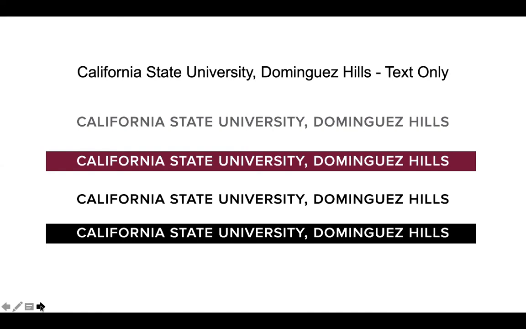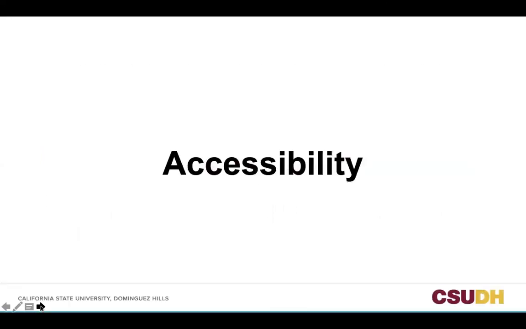And so when you see the white on the burgundy, it doesn't mean it has to have this burgundy box behind it or the black box behind it. This is just to show that it's a white logo. We don't actually want to put it on a box. The logo must always have good contrast with the background to ensure maximum impact and accessibility.